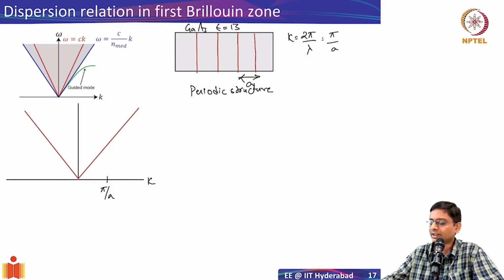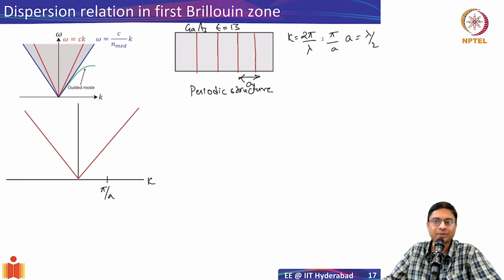Right? If I consider a scenario where the lattice constant is essentially lambda by 2, something interesting happens. That's what I'm claiming. Okay. What does it mean? Lattice constant is lambda by 2.